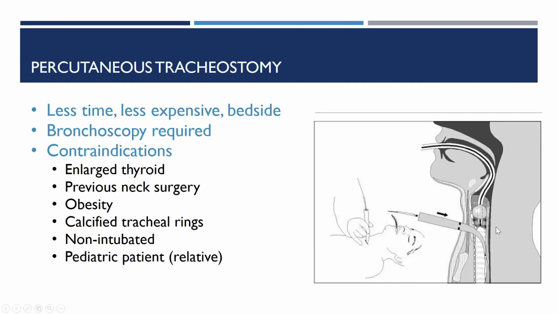But there's a lot of contraindications, which is generally why we don't tend to do them. So if there's thyroid enlargement, any sort of scarring or abnormal neck anatomy, if they're obese, I don't know how you would know if they have calcified tracheal rings until you're there, and then of course, non-intubated patients. You have to put the bronch through the ET tube and you directly visualize, basically via Seldinger approach. You put a needle and then a wire into the trachea and you watch it through your scope, and then you dilate up and then place the trach.